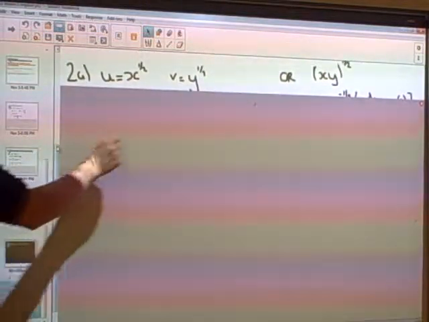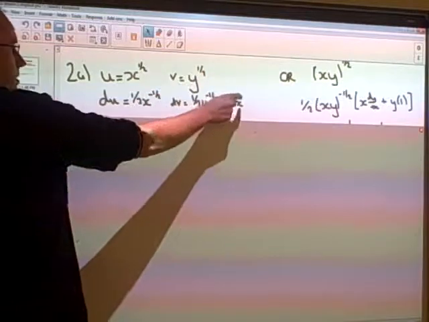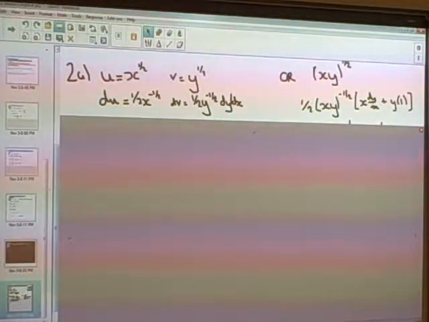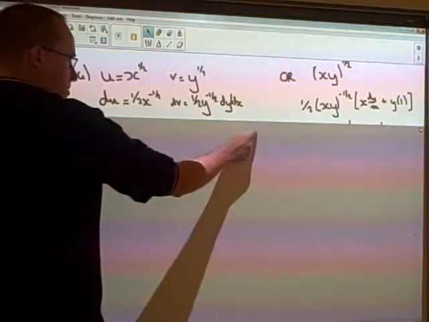So when we differentiate these, bring the power to the front, decrease the power by 1. But the one with y, we need to also remember to put dy by dx. And then we can go ahead and use the product rule. So u dv plus v du.